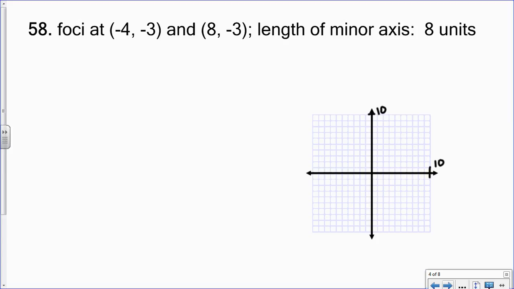Okay, foci at -4, -3 and 8, -3. I also know that the length of the minor axis is 8 units, but I can't really do that until I find what my center is. So right now I need the center, A, and B, and I don't have any of those right off the bat.